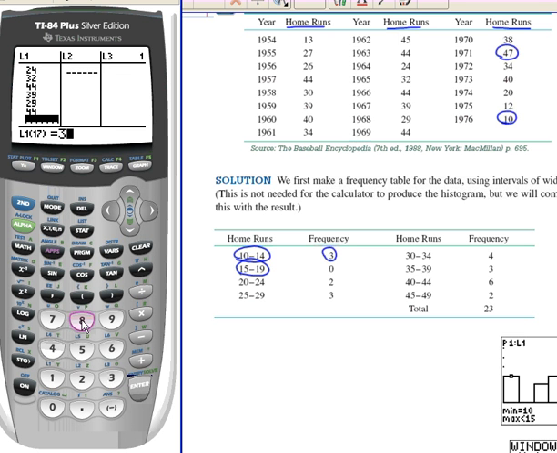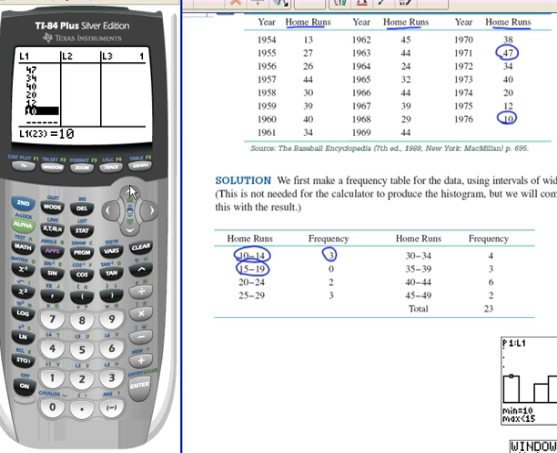Probably all done, and I'm still entering. How many years do we have? Do you have 24 or 23? I've got 23 too, so hopefully I have the right number. 23 sets of data there.